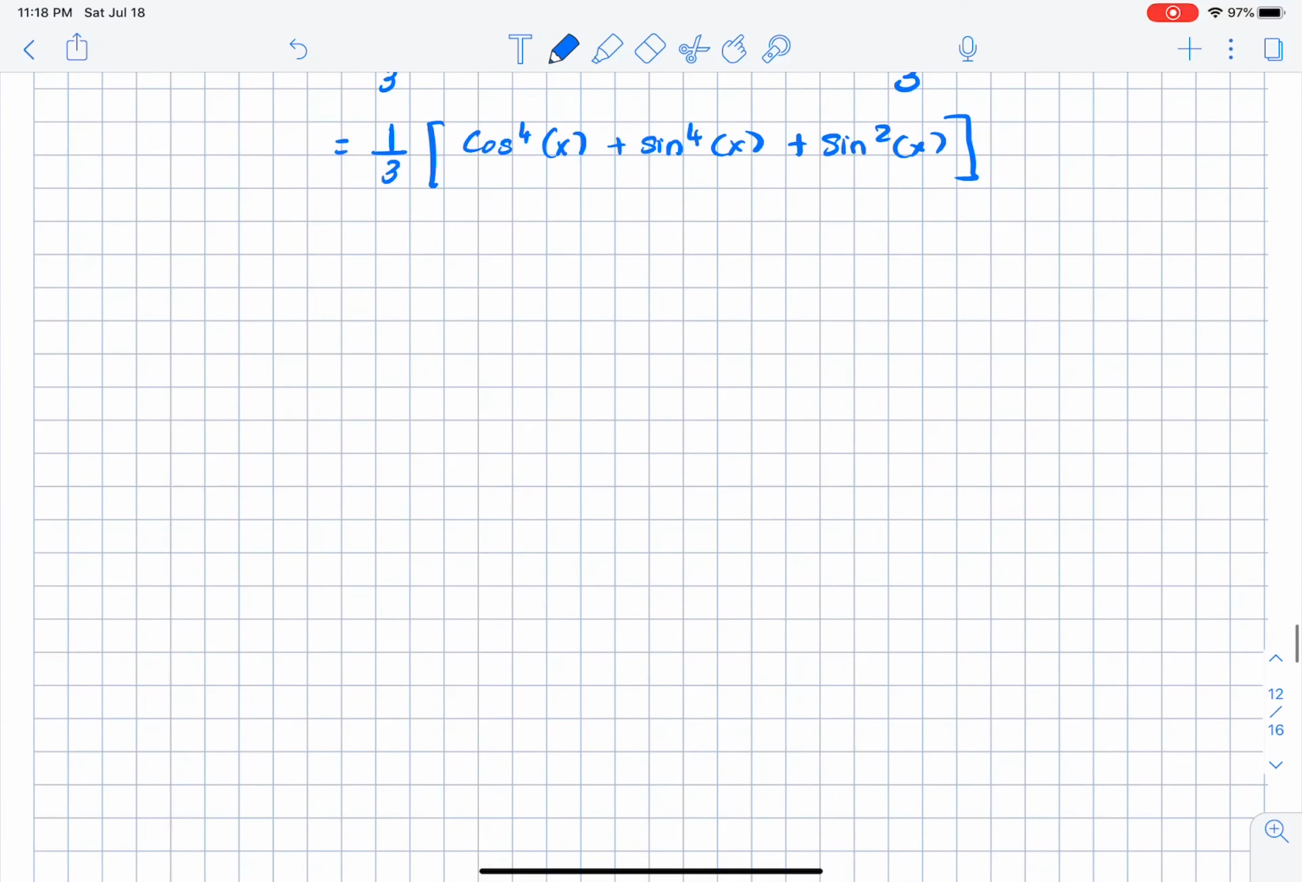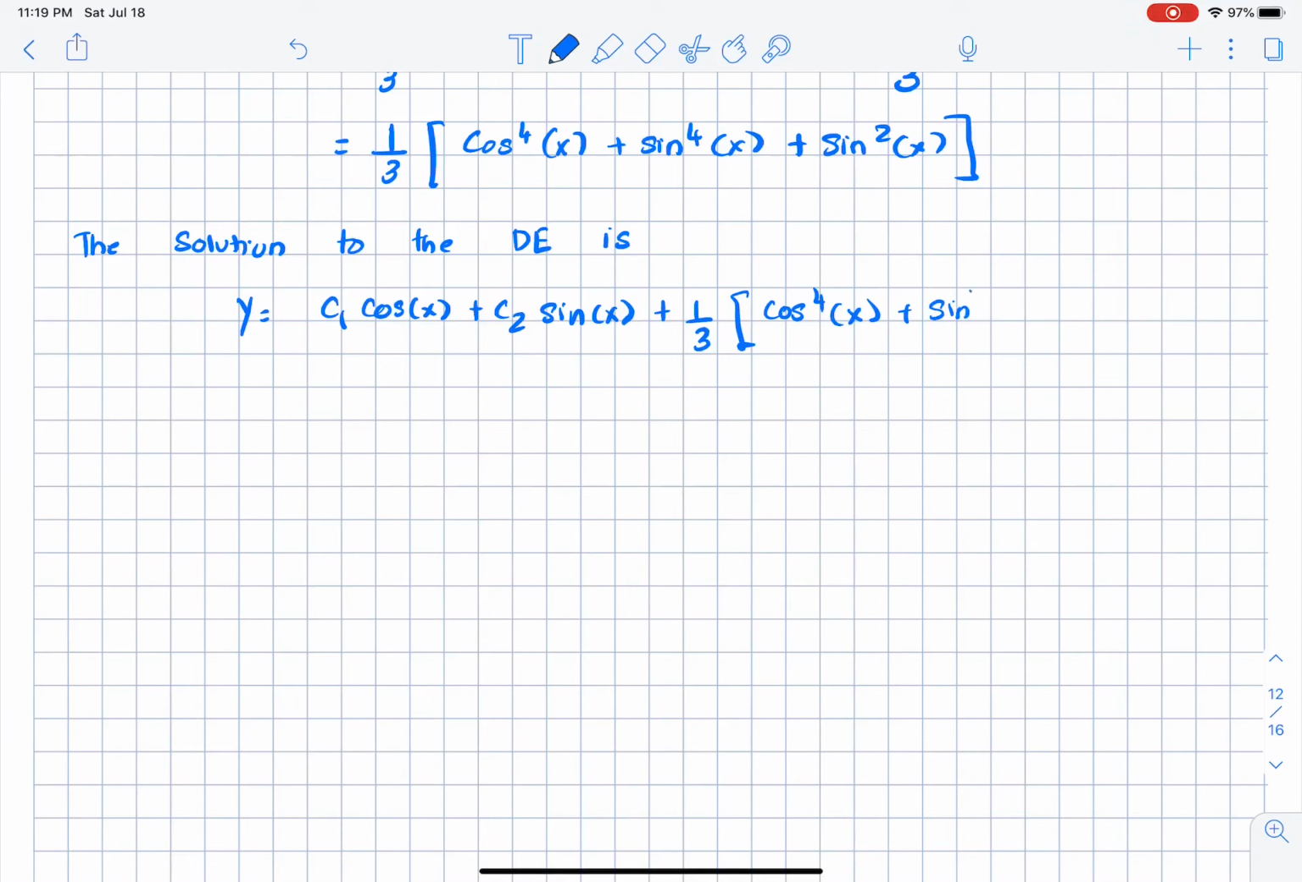So, the solution to the DE is y equals c1 cosine x plus c2 sine x plus 1 over 3 cosine raised 4x plus sine raised 4x plus sine squared x, and that would be it.